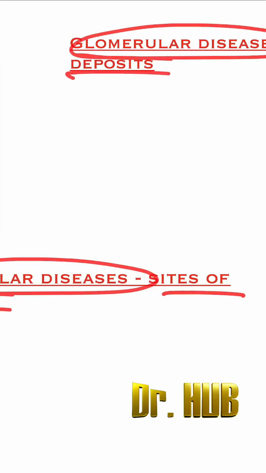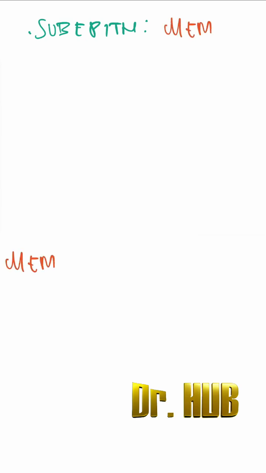Glomerular diseases, and you're looking at the sites of deposits. So the first site we'll be looking at is the subepithelium. So in subepithelial, we'll include the membranous nephropathy.